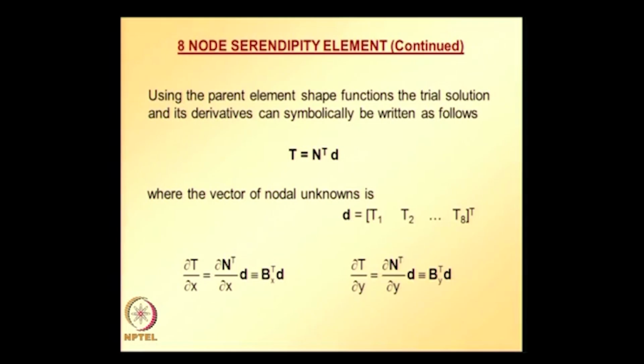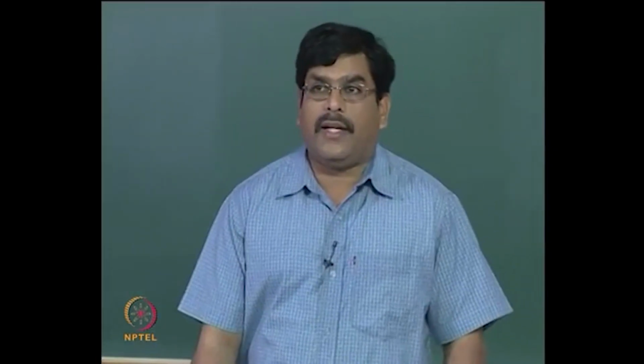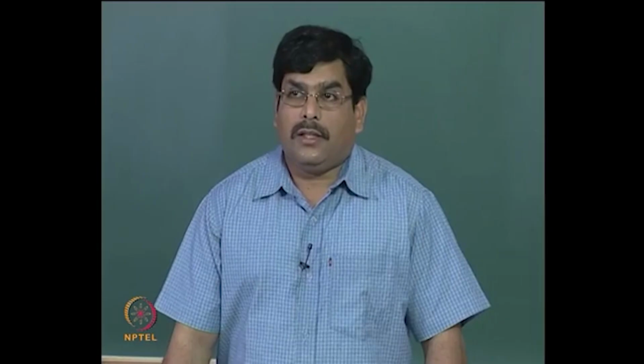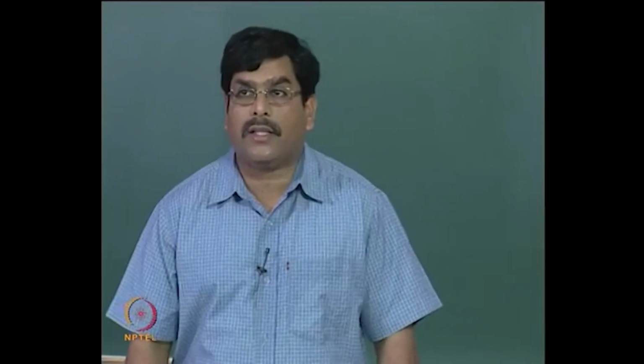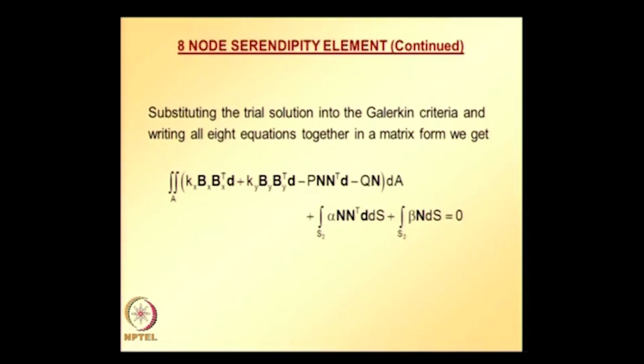So, once we have all this information, substituting the trial solution in the Galerkin criteria, which we already have when we looked at the 4 node quadrilateral element in detail, Galerkin criteria, Green's theorem and all that stuff. So, substituting the trial solution and its derivative into the Galerkin criteria and writing all 8 equations together in a matrix form, we get this. Earlier when we were dealing with the 4 node quadrilateral element, we got 4 equations. Now, since we are dealing with the 8 node serendipity element, we get 8 equations.